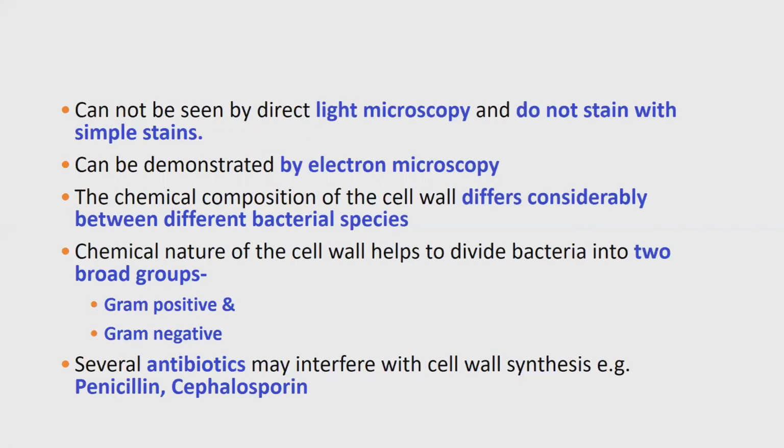So why do we need to know about the cell wall or the peptidoglycan? Because the cell wall is one of the places where antibiotics attack. For example, the first antibiotic that we know of, penicillin, is basically a cell wall synthesis inhibitor, and so is cephalosporin. They attack the cell wall of the bacteria.